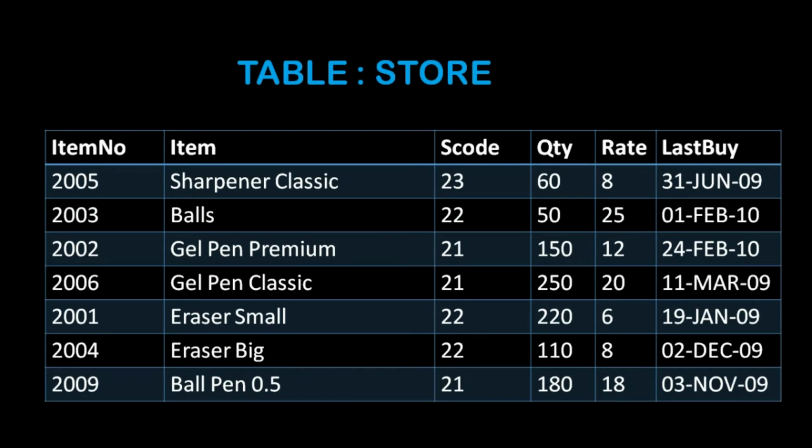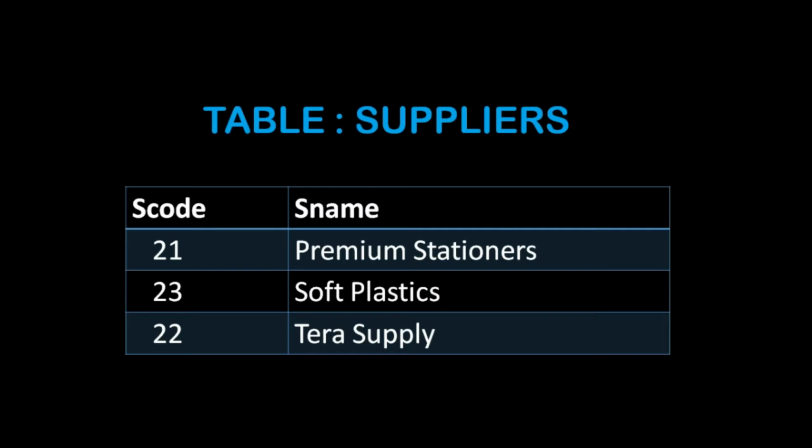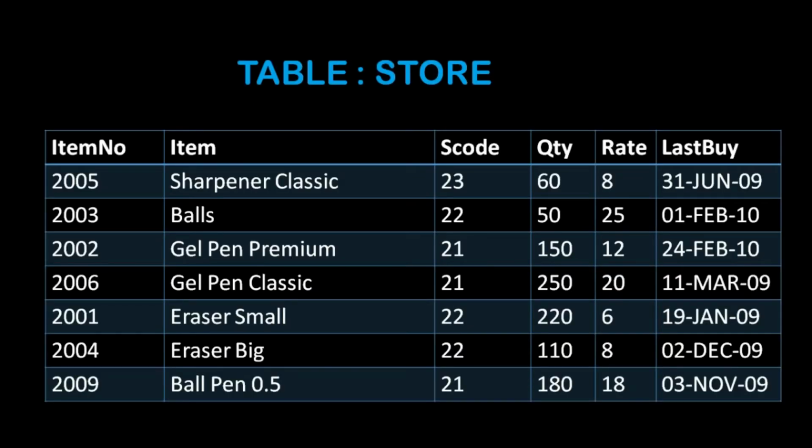The table name is store and it has 6 columns and many rows. This store has many different items, and they have got them from different suppliers. 3 suppliers are there. From the S code you can say the supplier numbers are 21, 22 and 23. So totally 3 suppliers are there, which we can check in the suppliers table. 21 indicates Premium Stationers, and then 22 and 23. And we have a quantity, then rate, and last by, when they last purchased it. Like that we have some data in the store table.